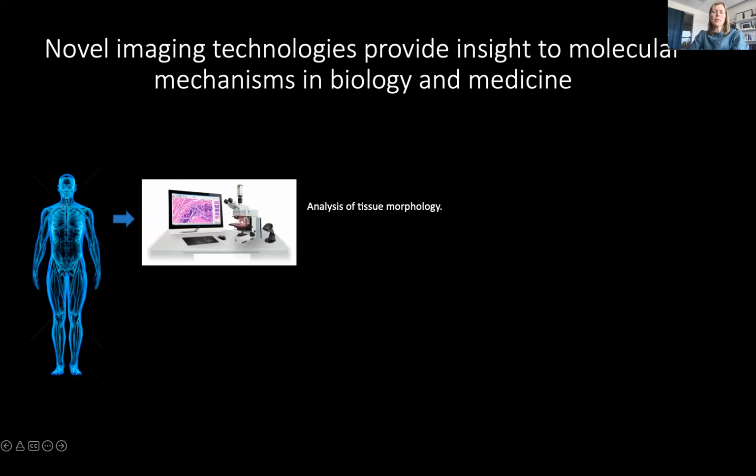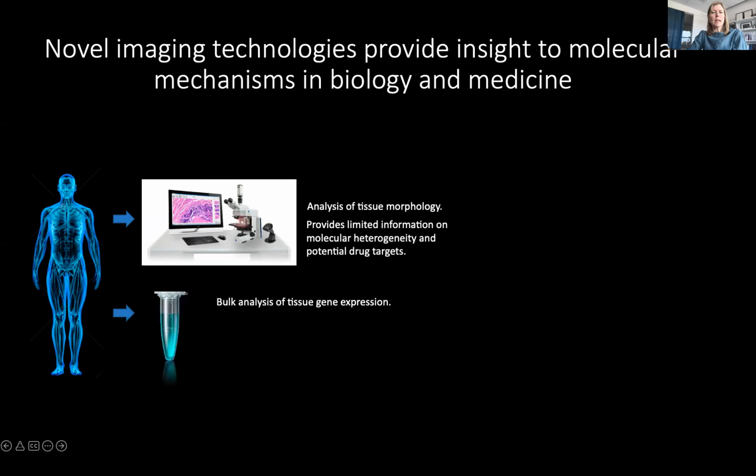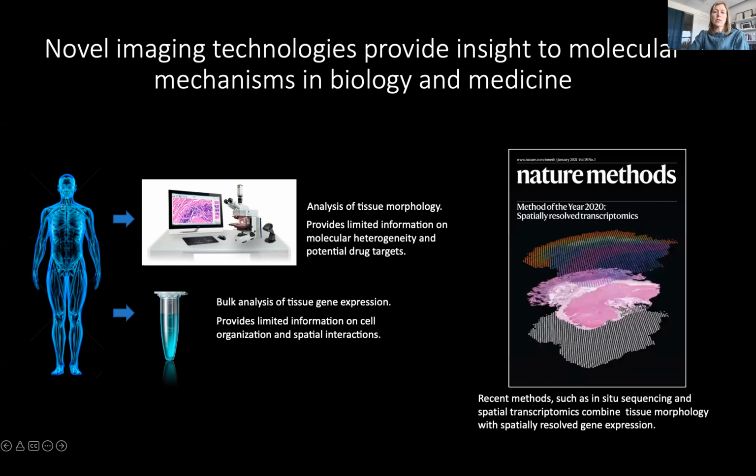Analysis of tissue morphology via standard H&E staining is powerful, but provides limited information on molecular heterogeneity and potential drug targets. At the same time, bulk analysis of tissue gene expression provides limited information on cell organization and spatial interactions. Recent methods, such as in situ sequencing and spatial transcriptomics, combine tissue morphology with spatially resolved gene expression and have a lot of power.